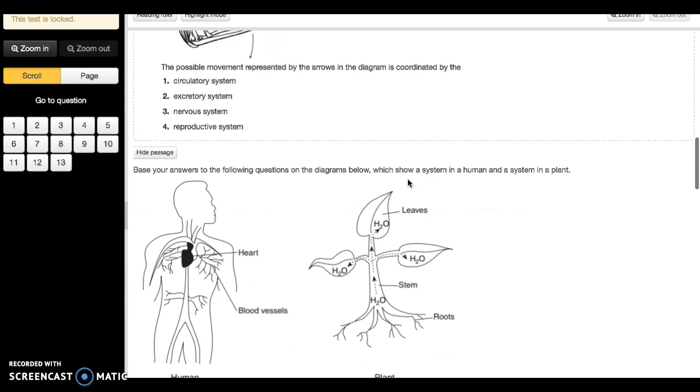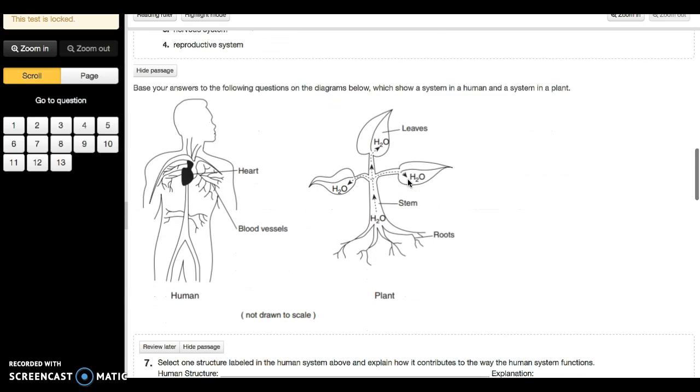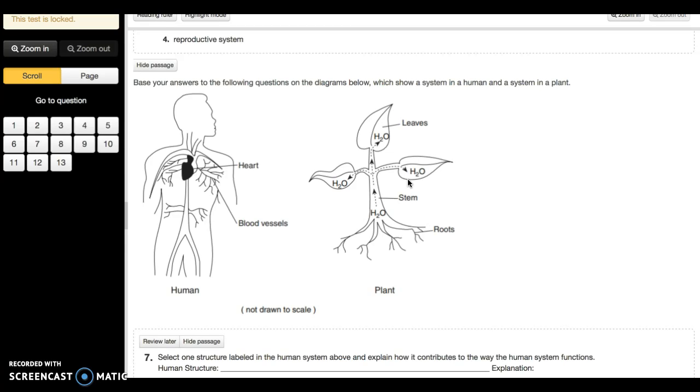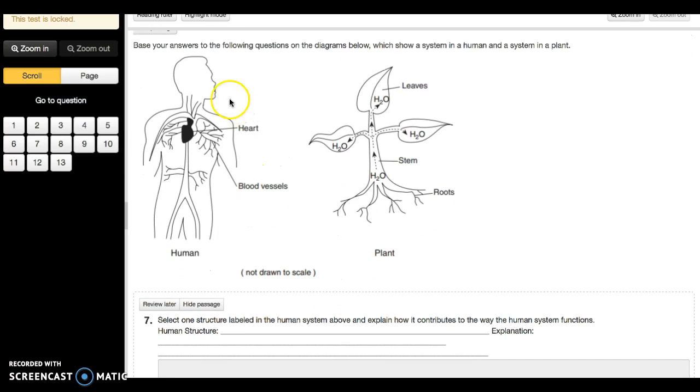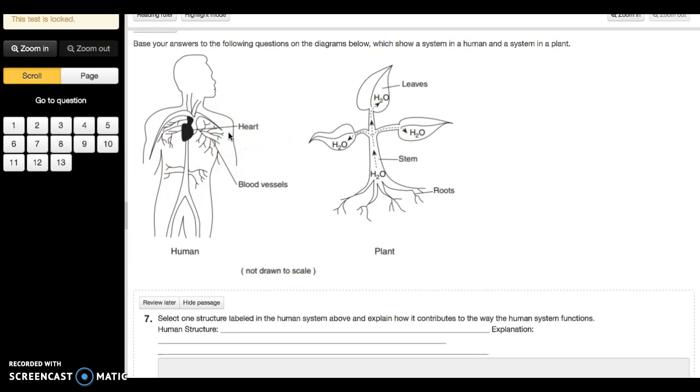Plants we haven't talked about yet, but I'm going to throw this in here just to see if you guys remember these things. So these are going to be a couple of short answers. Number 7, select a structure labeled in the human system above and explain how it contributes to the way the human system functions. So you're just going to choose one of these structures and then explain what it does. There's a couple of ways to answer this question. If you chose the heart, then you talk about how it transports oxygen. Perfect. There's also a number of other explanations that I would take.